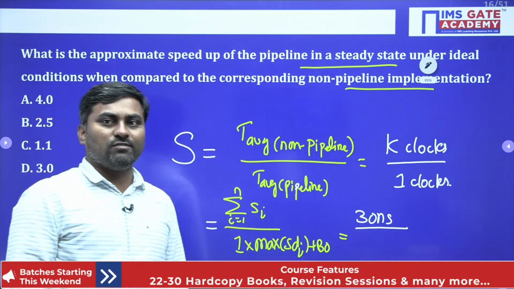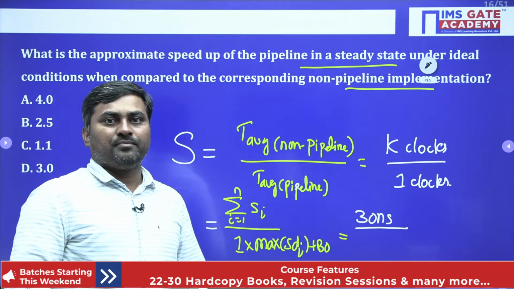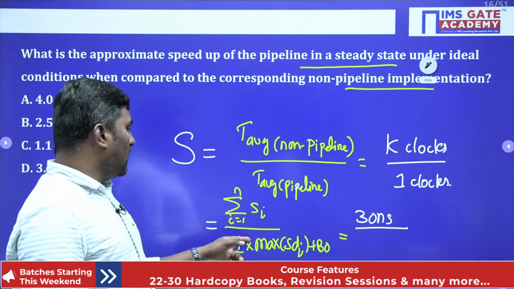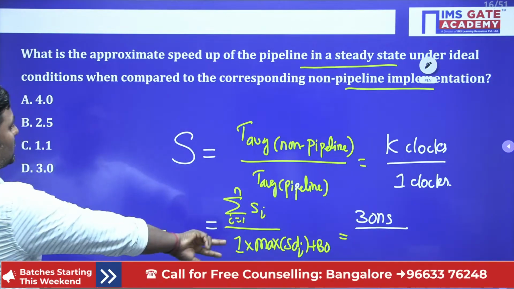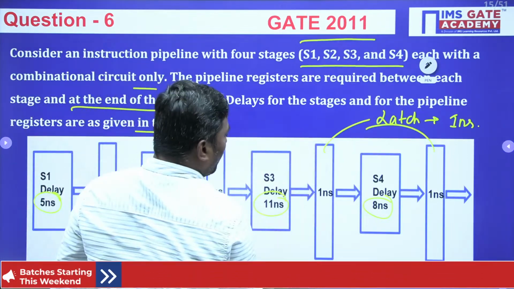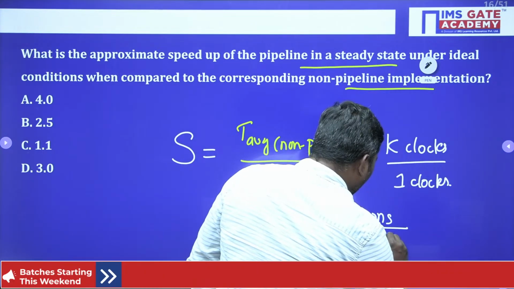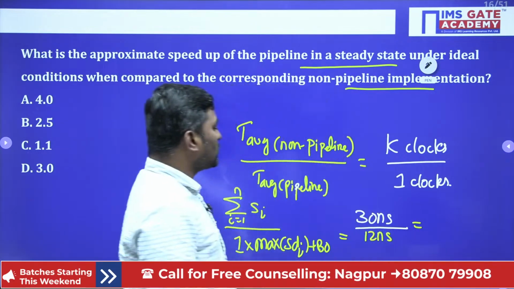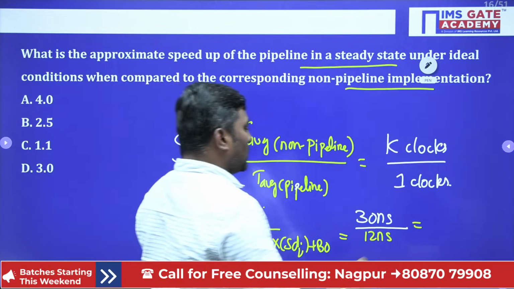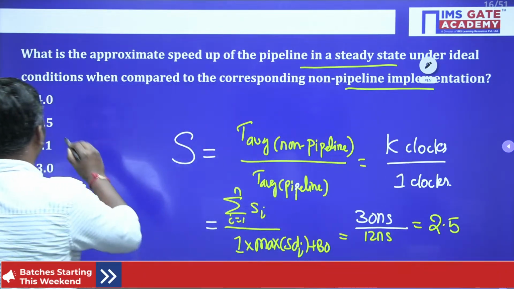30 nanoseconds divided by the maximum stage delay. What is the maximum stage delay here? The maximum stage is 11 nanoseconds. The register overhead, how much is given? 1 nanosecond. So 11 plus 1 is 12 nanoseconds. 30 by 12 nanoseconds gives 2.5. So 2.5 means option B is the right answer.